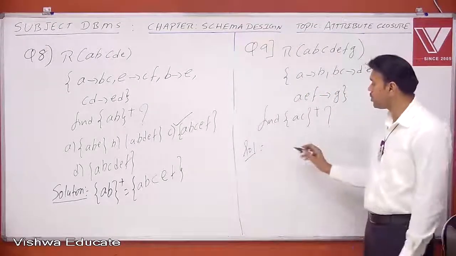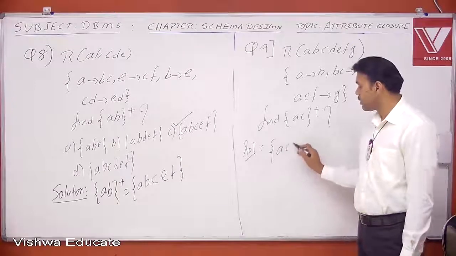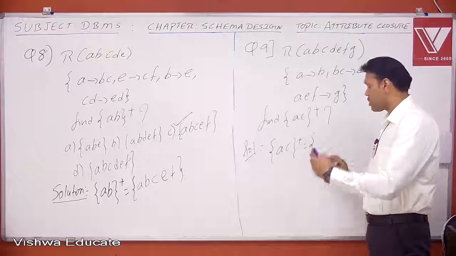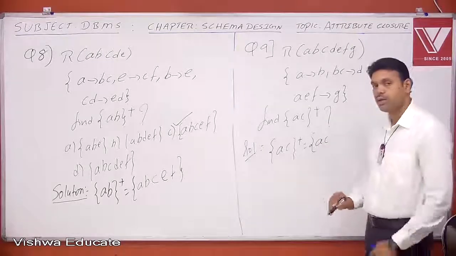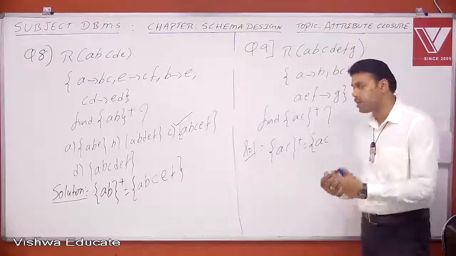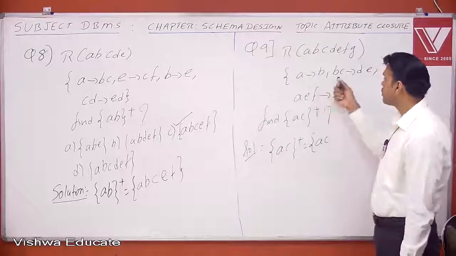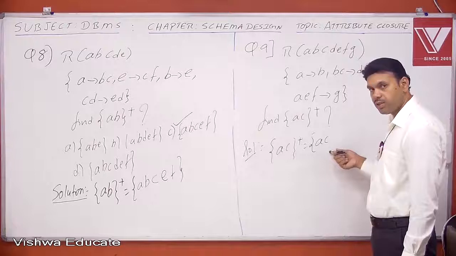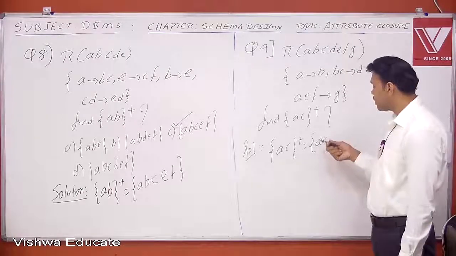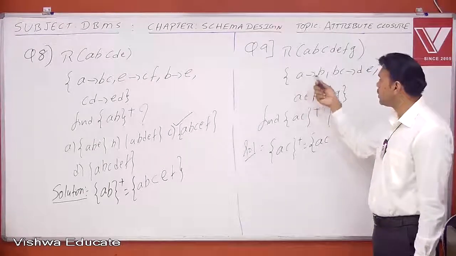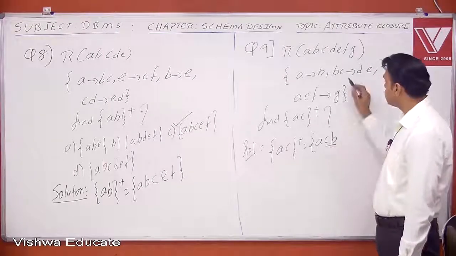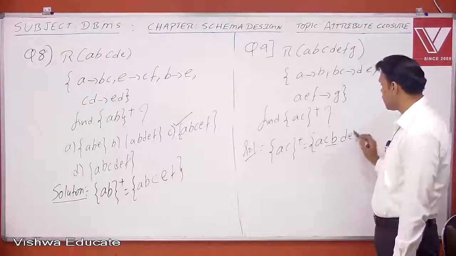this time you know how to do it. AC closure, tell me what to do. First step, AC. Now what is to do? Second step, map the productions by using the combinations you have in the right hand side set. Since I know A value, I could get B. I know BC value, so I could get DE.